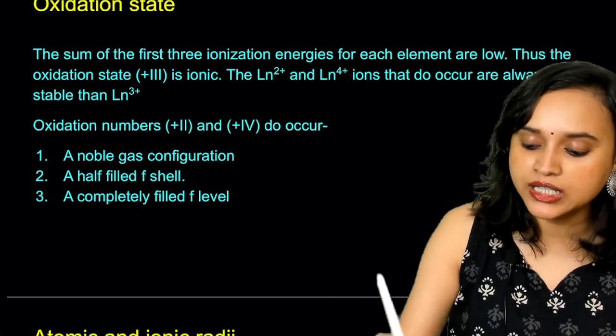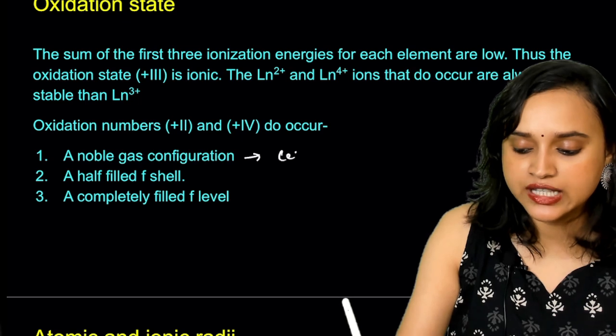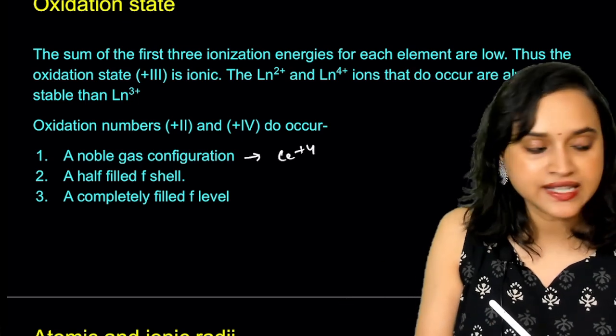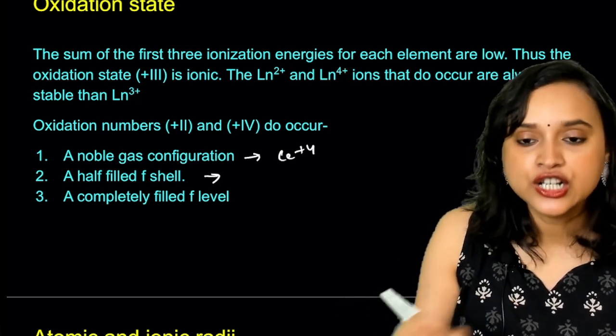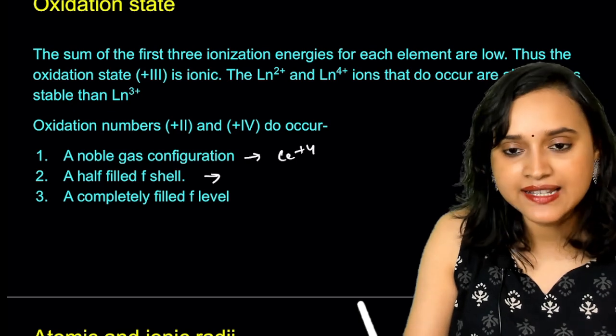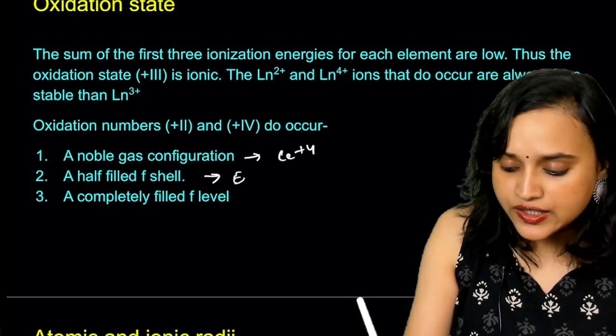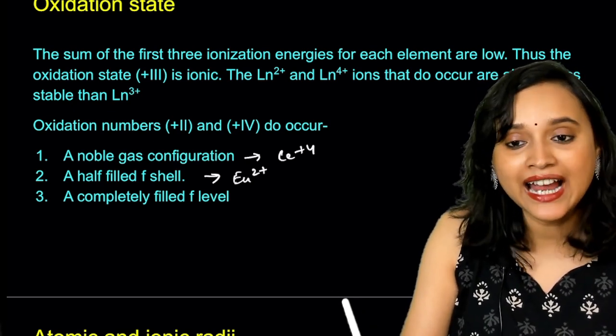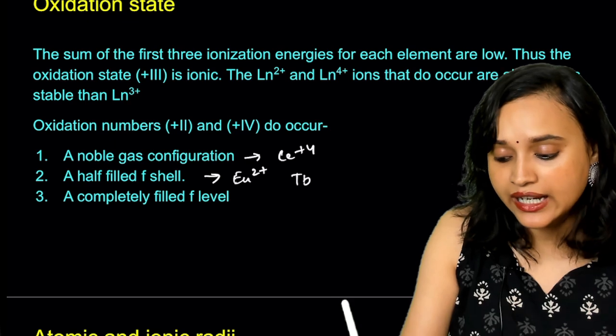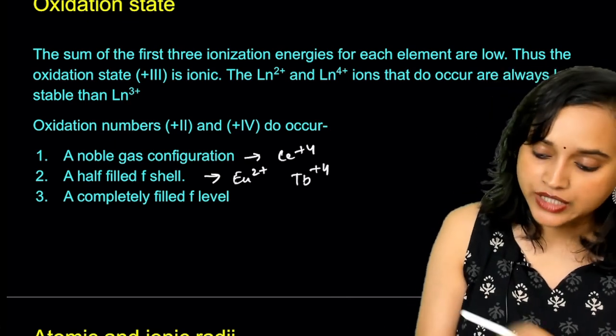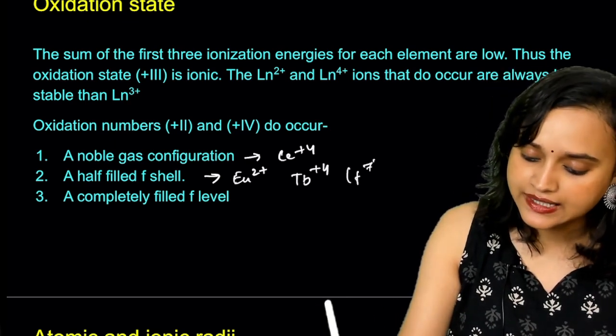Where will you see the noble gas configuration? I have just told you, Ce+4. Here you will see a half-filled F shell. When will you see a half-filled F shell? You will get to see that in europium 2+, and you will also get to see that in terbium +4. In both the cases, you will see F7.